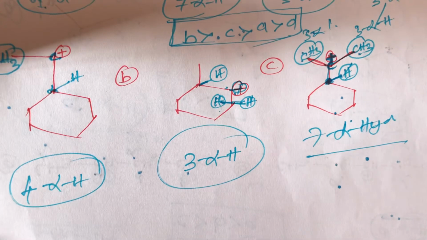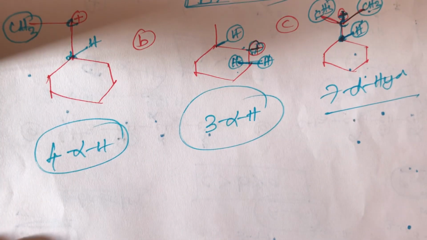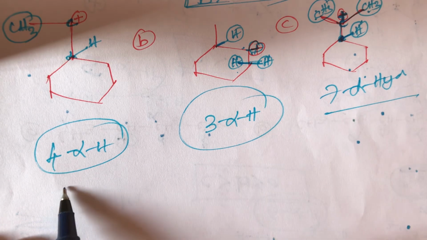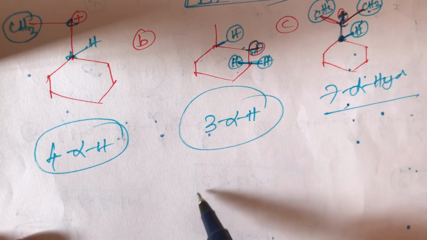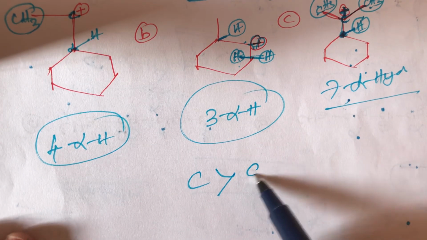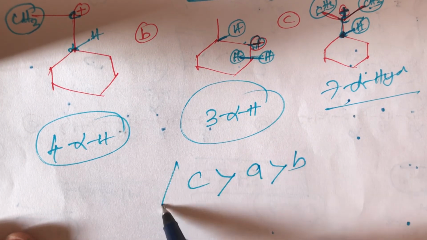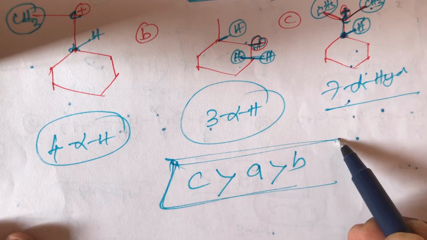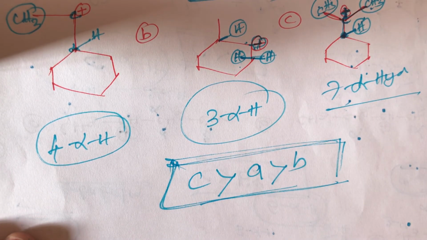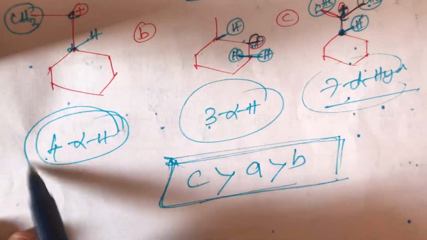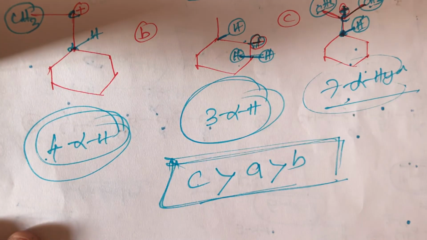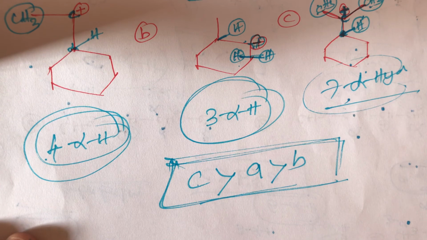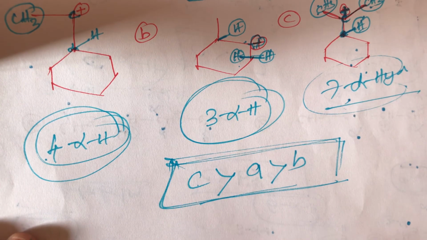So what is the stability order of these three structures? Stability is directly proportional to the number of alpha hydrogens. The most alpha hydrogens are in compound C, so C is more stable than A, which is more stable than B. This is the simple trick, student. C has 7 alpha hydrogens, A has 4, B has 3. It is very important for NEET, MHT CET and JEE and other competitive exams also.